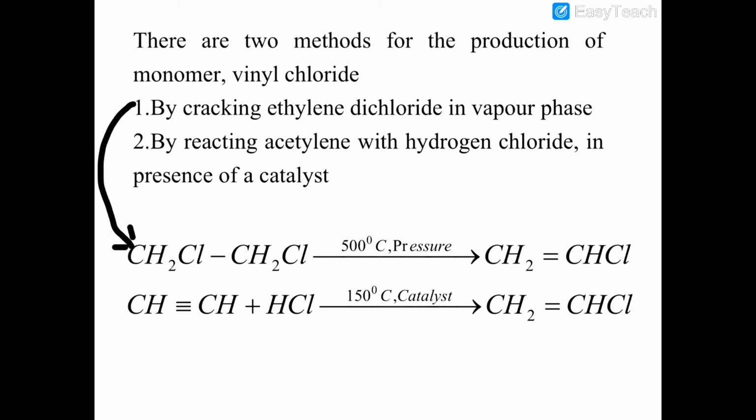In the first method, ethylene dichloride reacts at 500 degrees Celsius and high pressure to give vinyl chloride. The second method is by reacting acetylene and HCl at 150 degrees Celsius in the presence of a catalyst to give vinyl chloride. That is, there are two methods for the preparation of the monomer vinyl chloride.